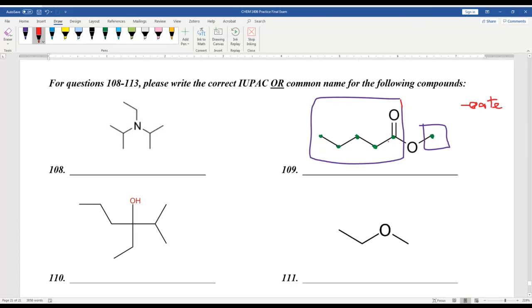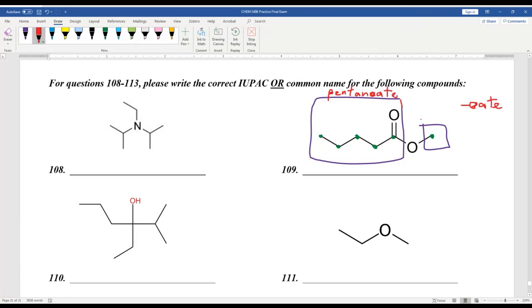So in this case, I have a 5-carbon group on the left-hand side with the carbonyl. What is a 5-carbon chain usually called? Penta or pentane. Because this is an ester, I'm going to call this 5-carbon more important group pentanoate. Normally it's pentane. I'm going to call it pentanoate.